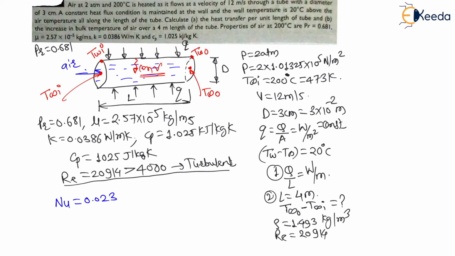Whenever the flow is turbulent and it is flow through pipe, the Nusselt number formula becomes equal to 0.023 into Reynolds number power 0.8 Prandtl number power m. Now, my dear students, this m is nothing but, if fluid is getting heated, this m will be 0.4. If fluid is getting cooled, this m will be 0.3. But here the fluid temperature is increasing, right? From inlet to exit, the fluid is heated. It is mentioned in the question.